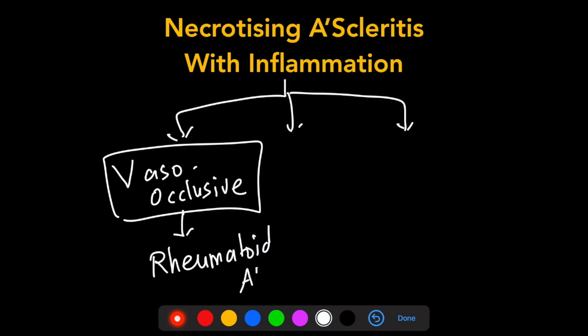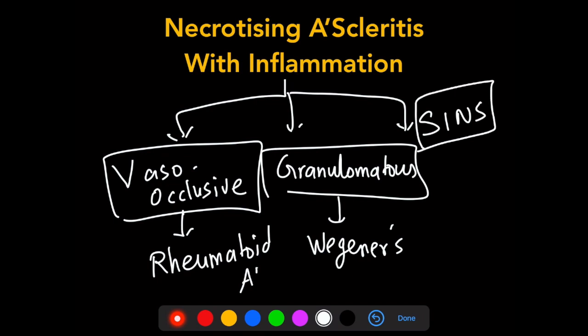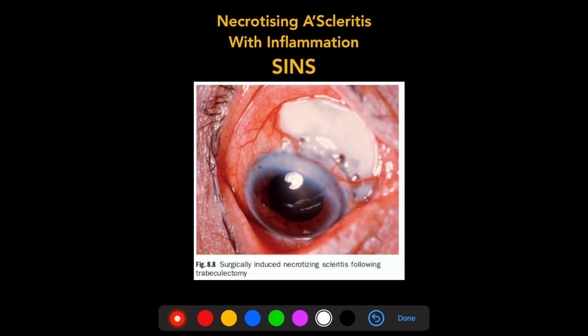with inflammation. The second one is going to be granulomatous, which is very commonly seen in a very destructive condition called Wegener's granulomatosis. The third is a very interesting and very unique one called SINS. So what is the SINS? SINS means it's a surgically induced necrotizing scleritis. It's surgically induced. So what surgeries can induce?